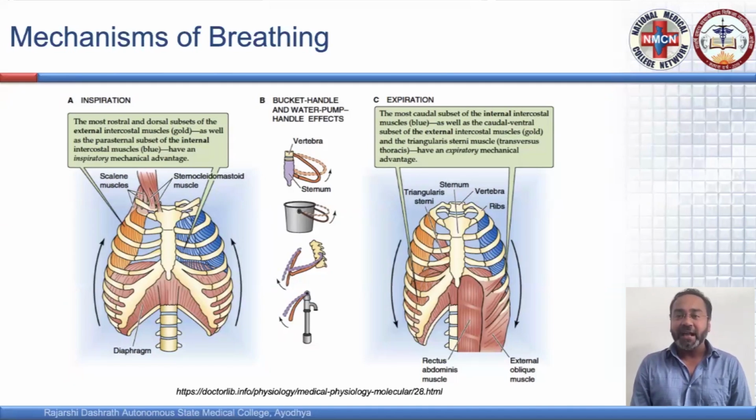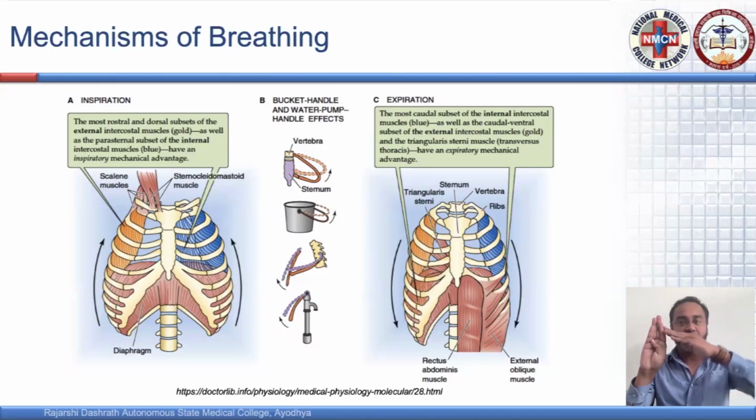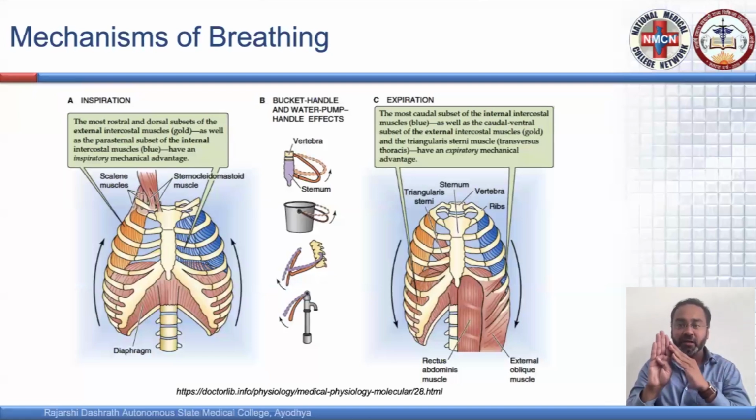Secondly, whenever the external intercostal muscles contract, they also lift the sternum like this, like the handle of a water pump. Whenever the sternum is lifted like this, it increases the anterior-posterior (AP) diameter. It increases. So there are three things happening.